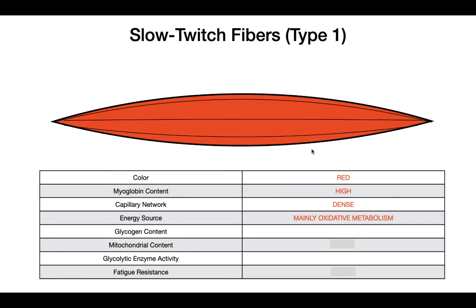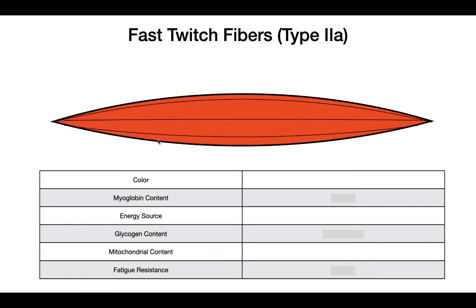Inside these muscle fibers, you're going to have a low amount of glycogen, and that's because it mainly relies on oxidative metabolism. Since it relies mainly on oxidative metabolism, the mitochondrial content is going to be high, but the glycolytic enzyme activity is going to be low. And remember that glycolysis is an anaerobic process, so it doesn't need oxygen in order to function. These types of muscle fibers are also going to be high in fatigue resistance. So those are the type 1 muscle fibers.